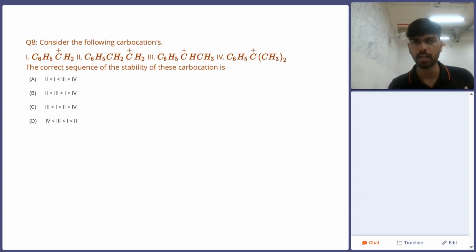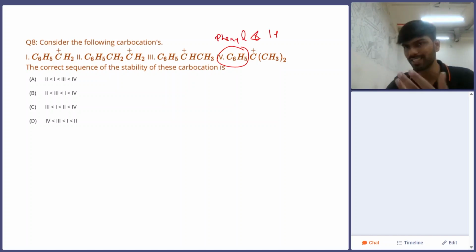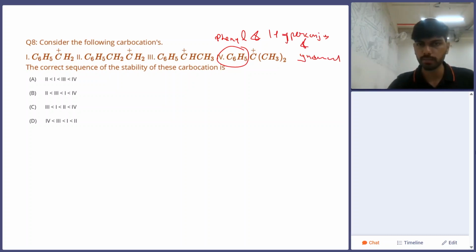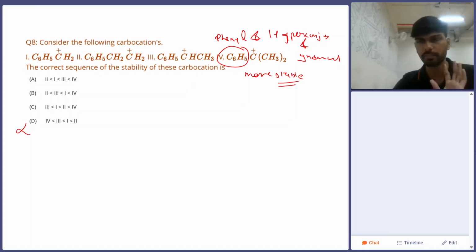For the carbocation stability: C6H5CH2 plus, then C6H5CH2CH2 plus, the third C6H5CHCH3 plus, and the fourth C6H5C plus (CH3) whole twice. First of all, the most stable carbocation is the fourth, because here there is a phenyl group and two CH3, so hyperconjugation, or the inductive effect. So the fourth is more stable, so option D we have to discard, and take one of A, B, C.